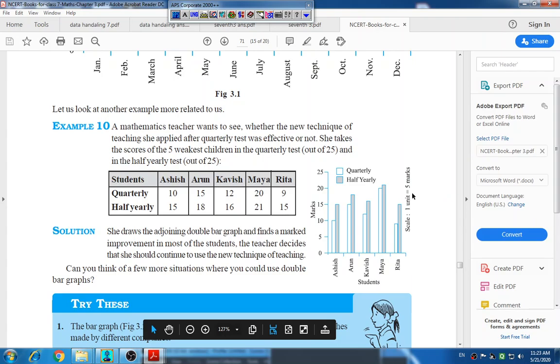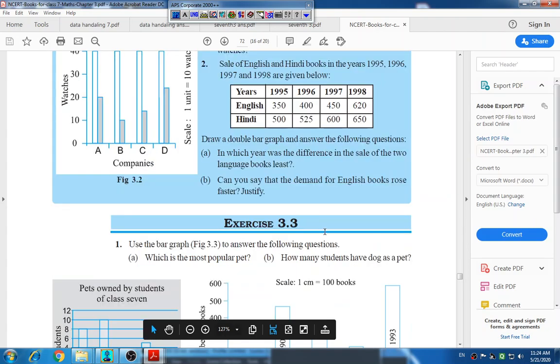Okay. So she drew the adjoining double bar graph. She finds marked improvement in most of the students. Look here. Before using the new technique, each student showed fewer marks as compared to the half yearly exam. So she should continue to use the new technique of teaching. Like that, with the help of different bar graphs, we can give answers to these questions. So look here carefully.